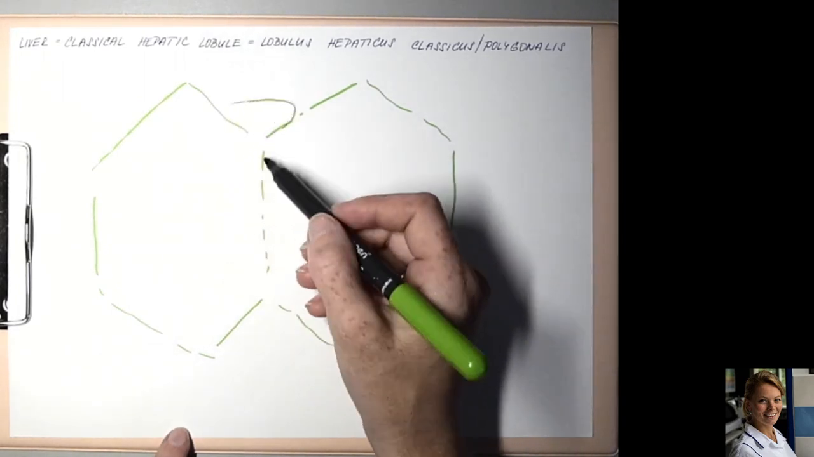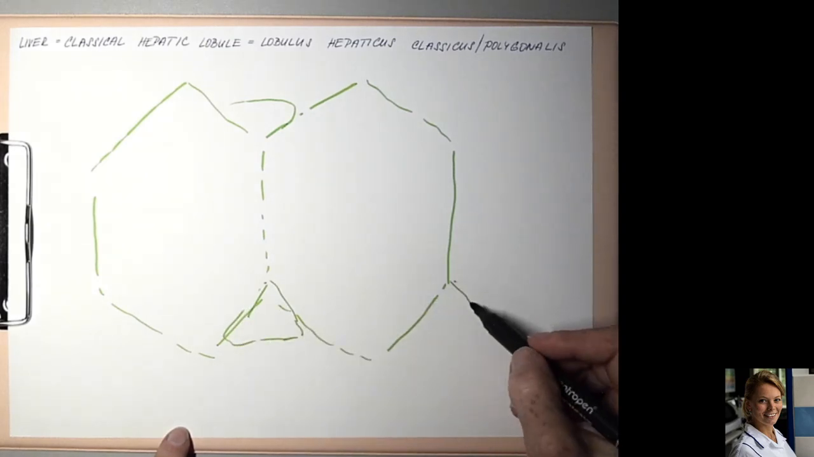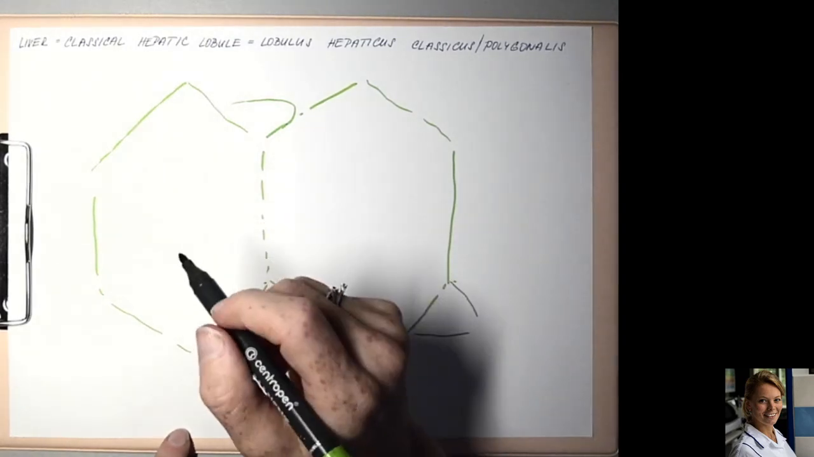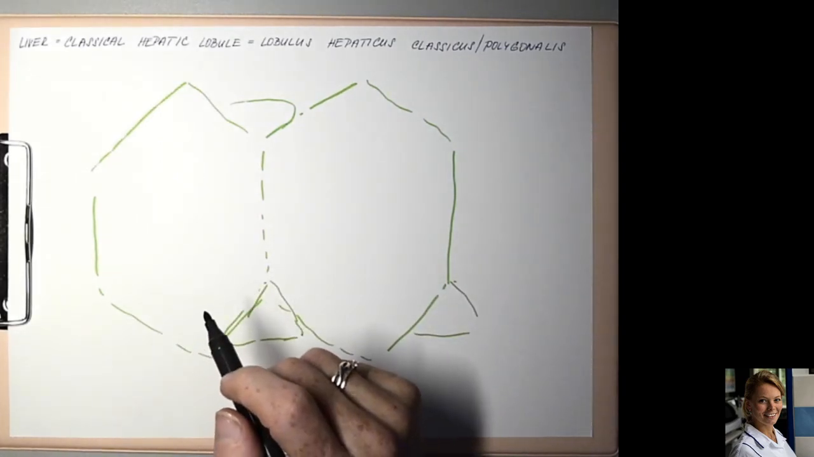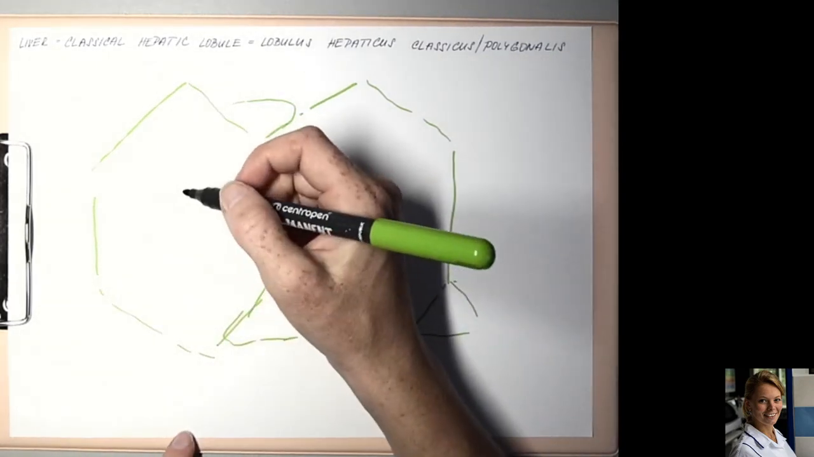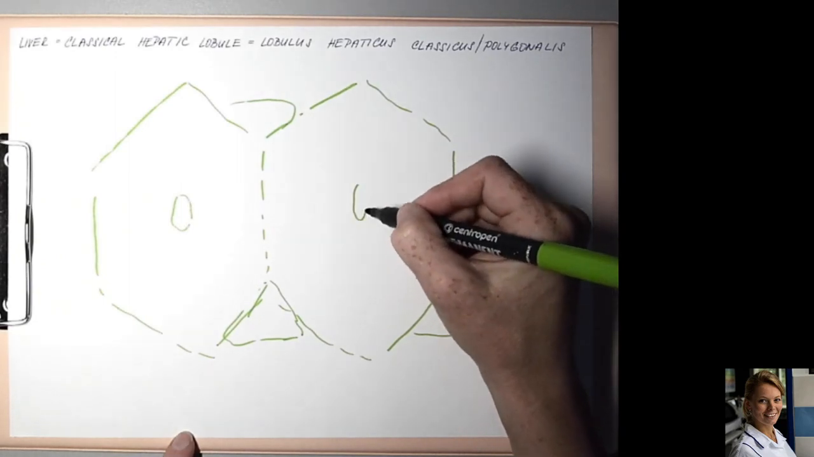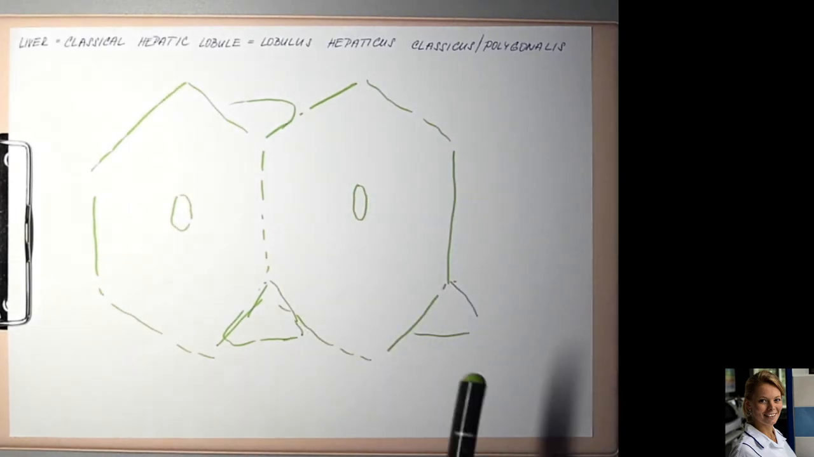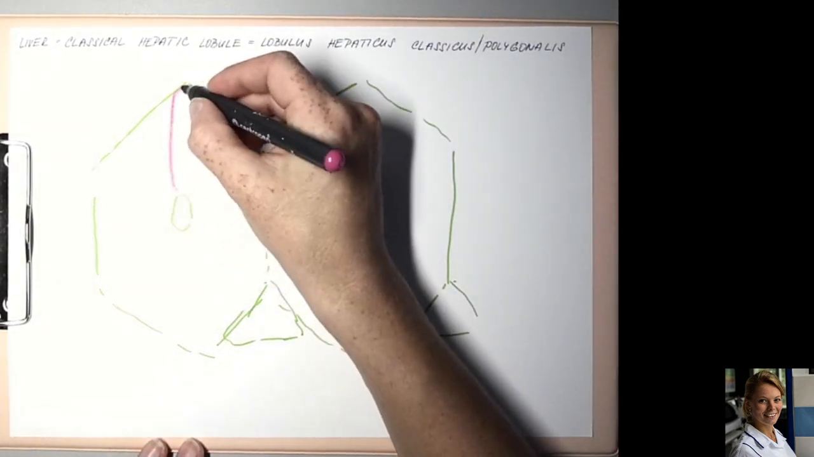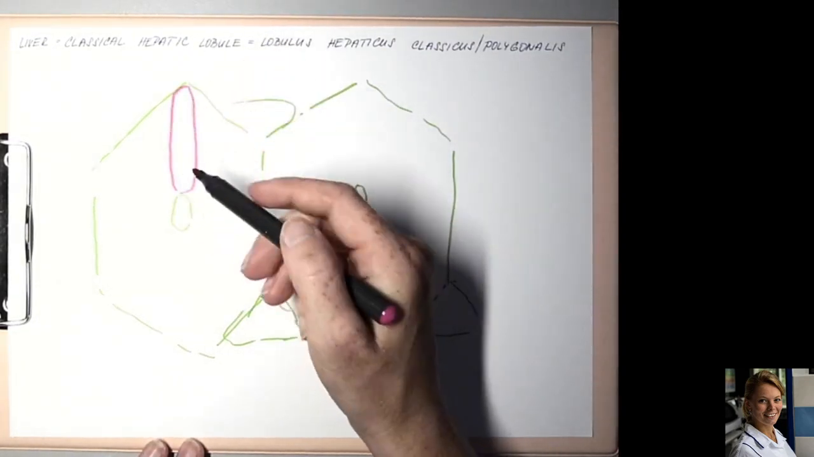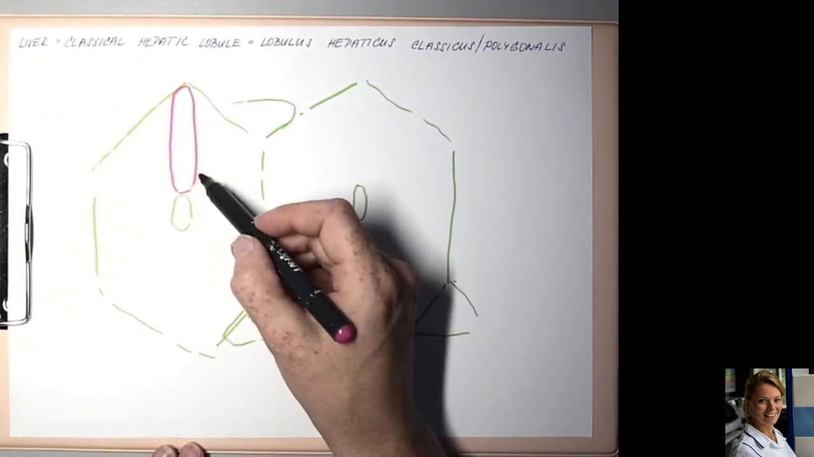So here is a portobiliary space, and here also. The plates of hepatocytes direct towards the center of the classical lobule, where the central vein is located. Here is the central vein. And the plates of hepatocytes direct toward the center to the border.